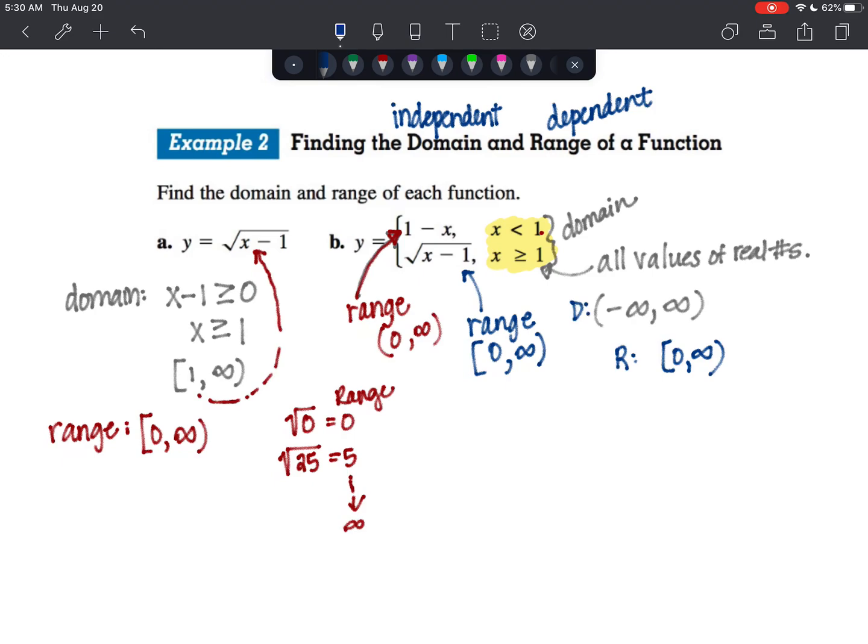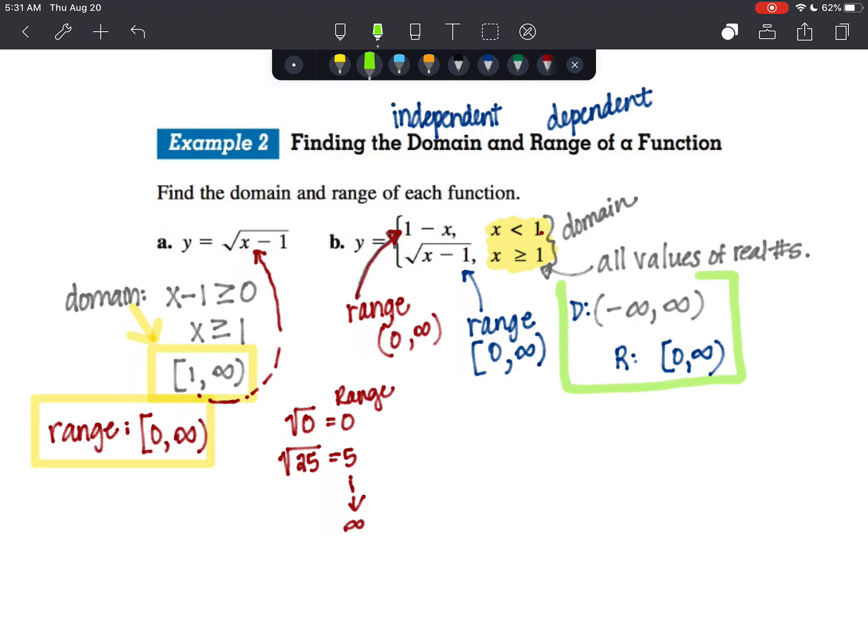And this is the domain. And now I'm going to come back here and I'm going to highlight those answers. So my answer for the domain, my answer for the range, and over here, my answer for both the domain and the range.